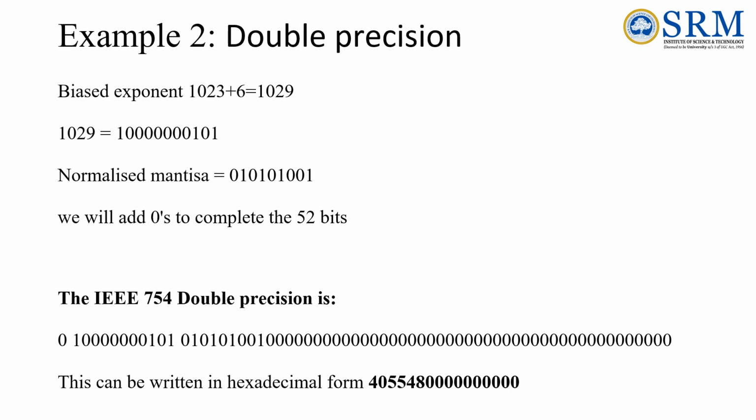For double precision, the biased exponent is 1023 plus 6. So for that I'll convert it into binary digits. The normalized mantissa is 01010. We add zeros to complete the 52 bits. So this is the double precision.